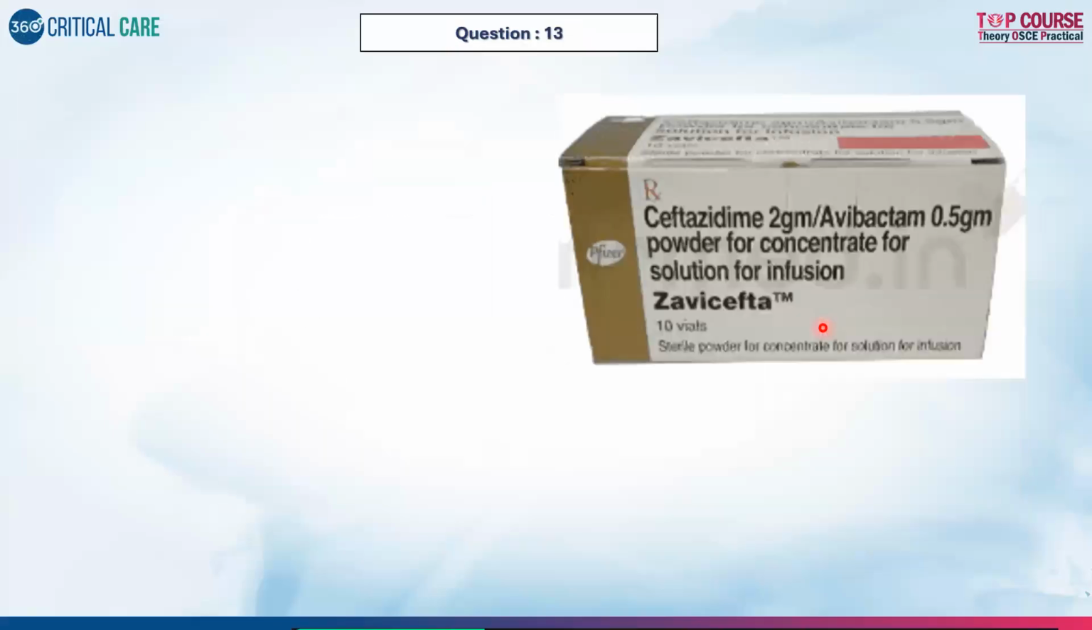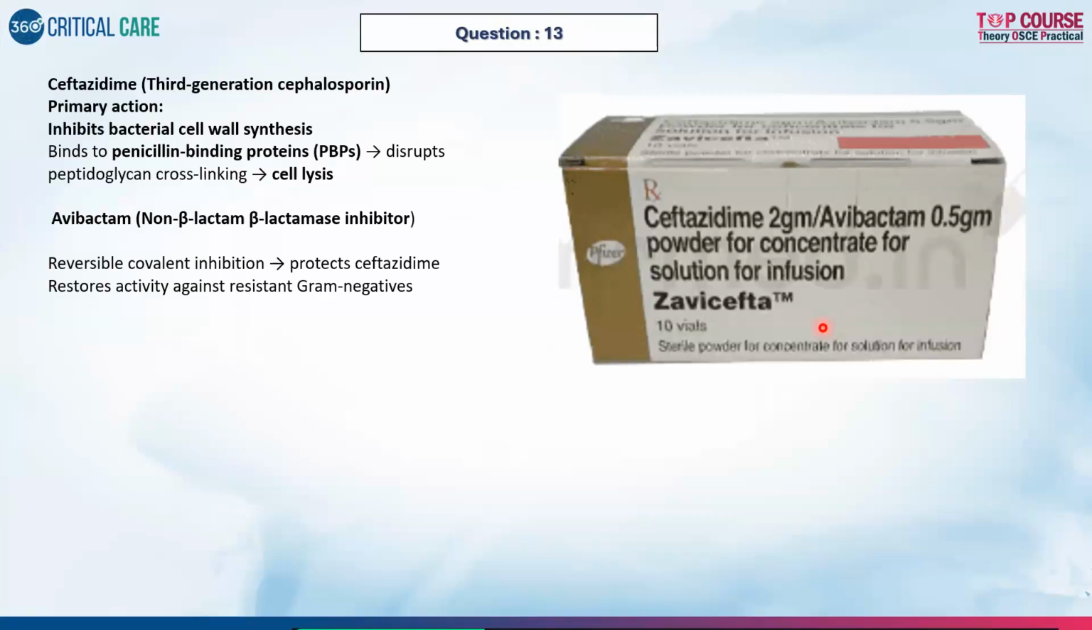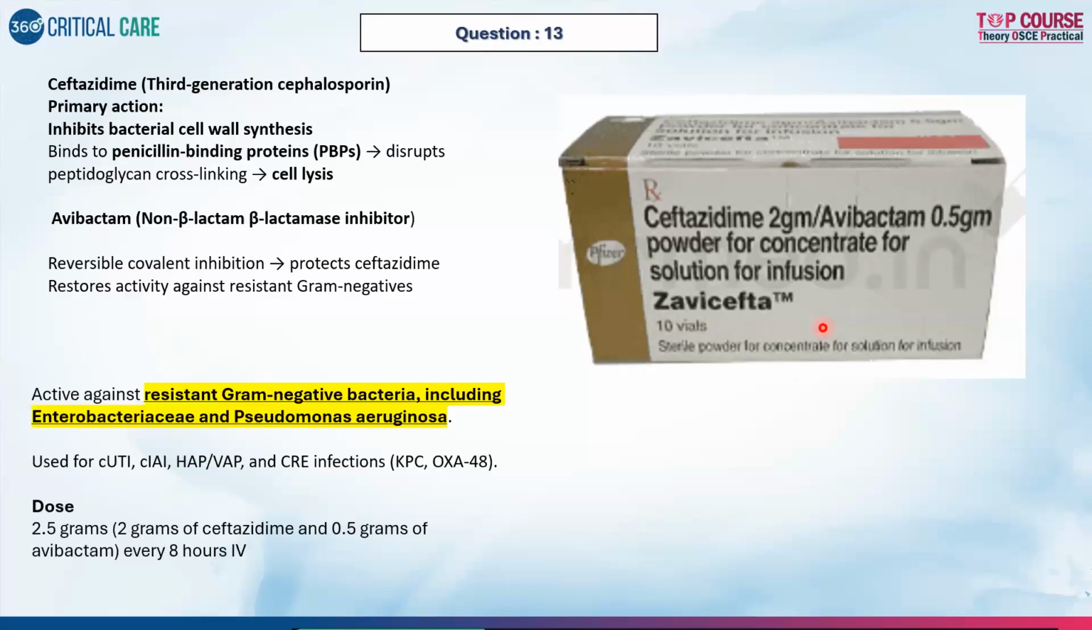So, whenever you are given this, please do not say Zavicefta. Mention the complete drug, which is ceftazidime-avibactam powder concentrate. It is given. In this case, this is a vial of ceftazidime-avibactam. Ceftazidime being the third generation cephalosporin, which primarily inhibits the cell wall, and avibactam being the beta-lactamase inhibitor, which protects the ceftazidime activity by reversible covalent inhibition and restores the activity against the gram negatives.